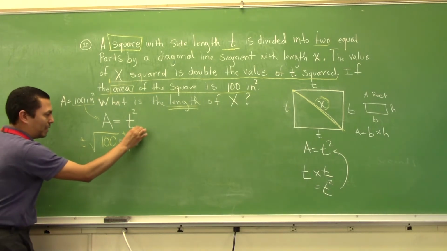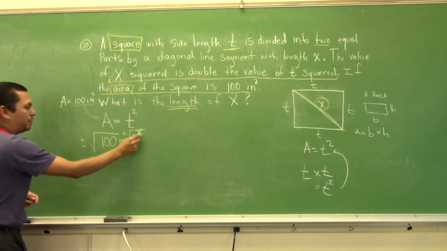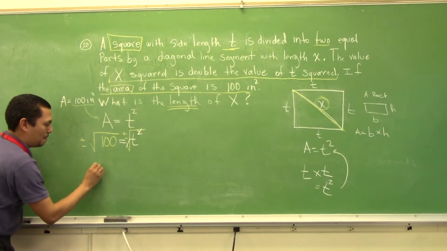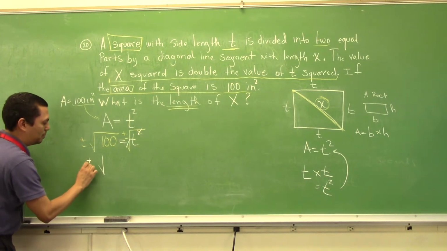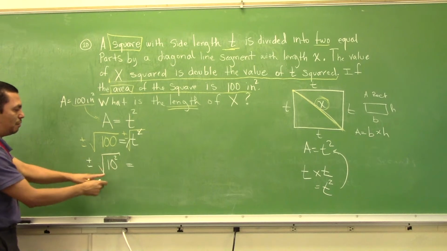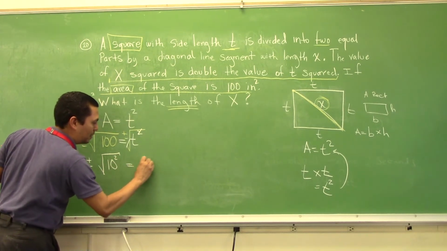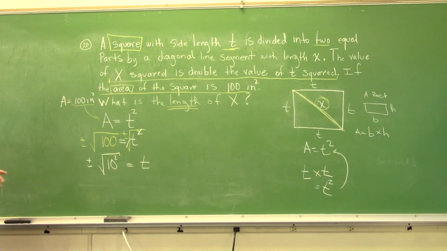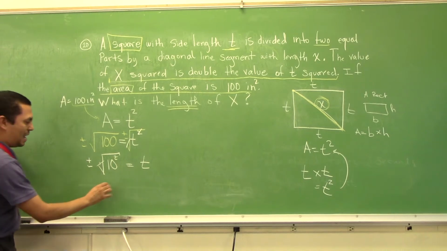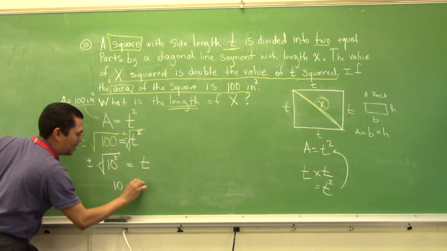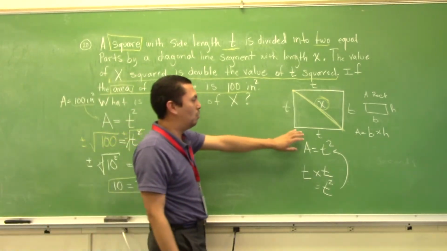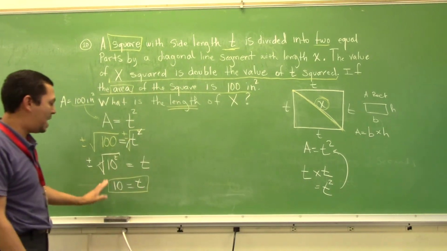Then this one will cross out the square, it will get rid of the square, and the square root of 100 is, I'm going to put plus minus, 10 to the second power. We can simplify 100 to 10 to the second power, equal to t. Now, see this square root? These two cancel out, and I have that 10 is equal to t. So I know the value of the side of the square is 10.